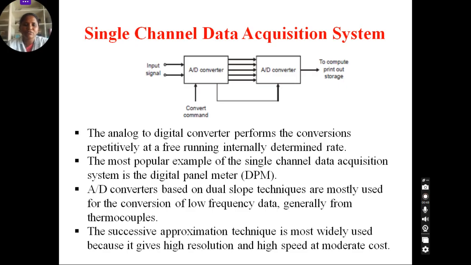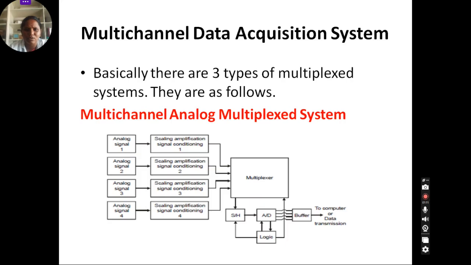The A to D converter can be based on two techniques: the dual slope technique and the successive approximation technique. The dual slope technique is used for low-frequency data, generally thermocouples. The successive approximation technique is the most widely used, offering high resolution, high speed and moderate cost.